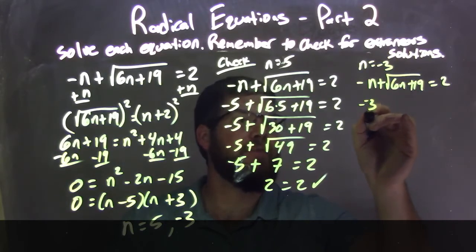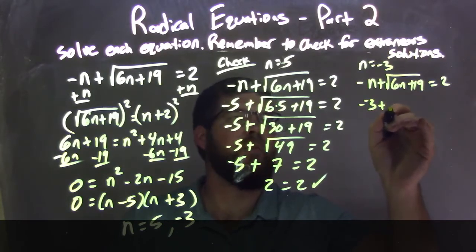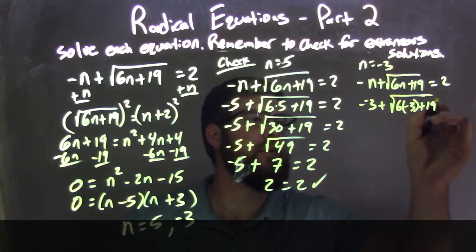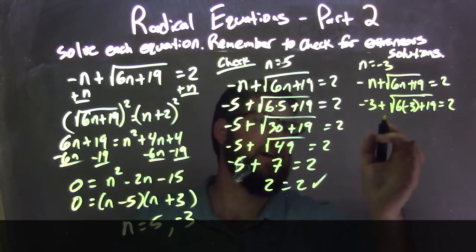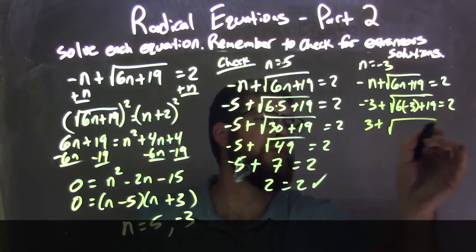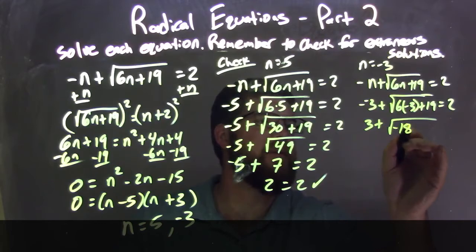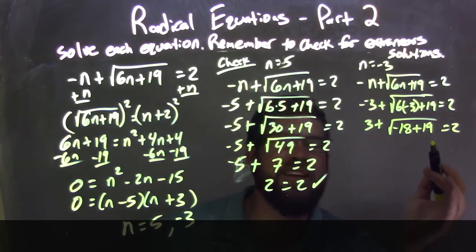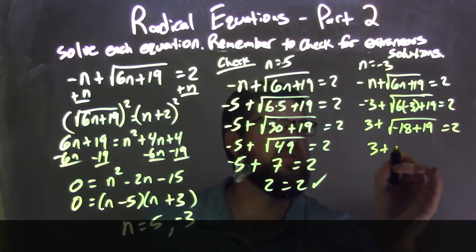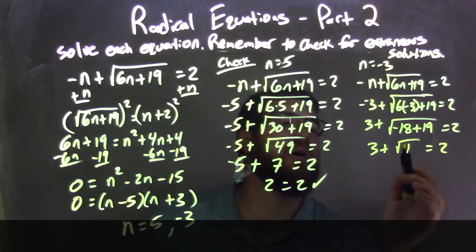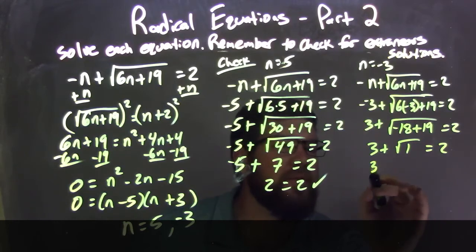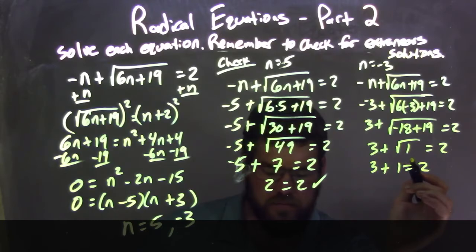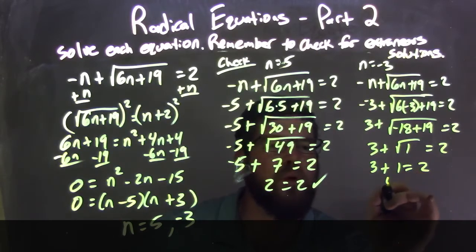So negative 3 gets plugged in there, right? Plus square root of 6 times negative 3 plus 19 equals 2. Well, negative 3 is just a positive 3. Plus the square root of 6 times negative 3 is negative 18 plus 19 equals 2. Negative 18 plus 19, well, that's just 1, right? So we have 3 plus the square root of 1 equals 2. Well, square root of 1 is just 1, so we're left with 3 plus 1 equals 2. And 3 plus 1 is 4.